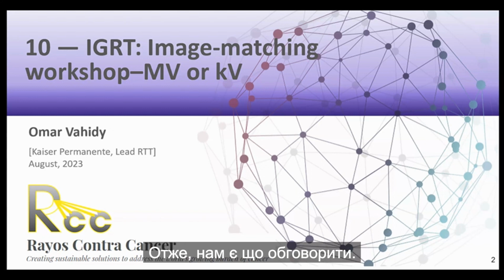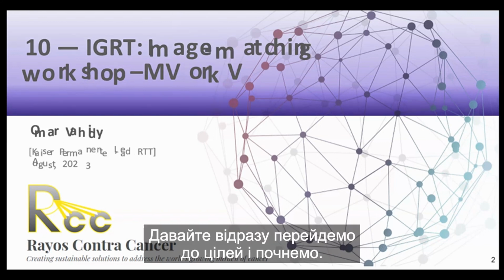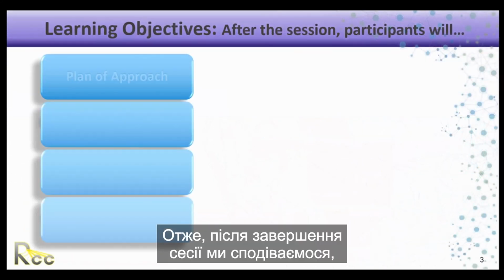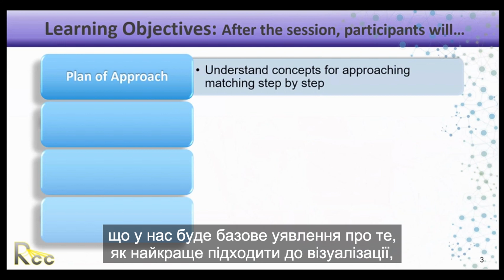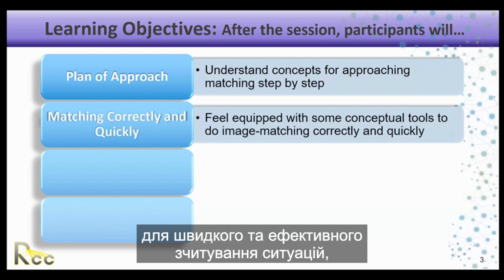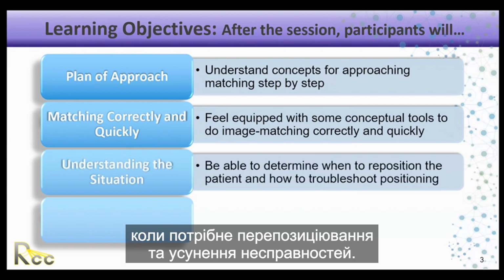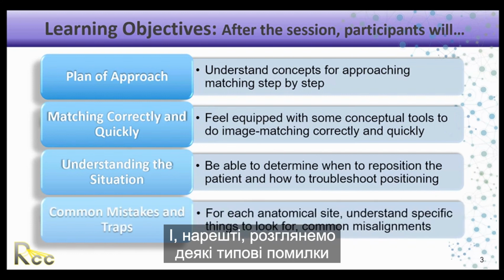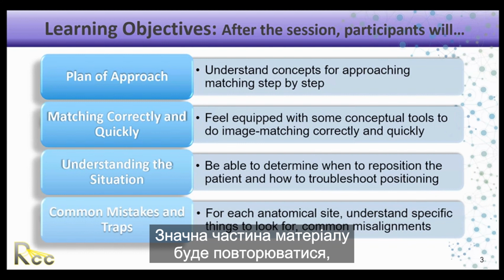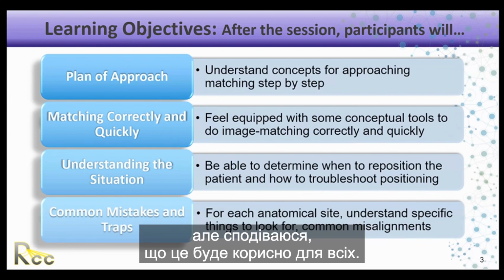So there's a lot to discuss. Let's jump straight to the objectives and get started. Once the session is complete, the hope is that we will have some basic idea of how to best approach imaging, feel equipped with some conceptual tools to perform matches quickly and efficiently, recognize situations where repositioning and troubleshooting are needed, and finally, look at some common mistakes and go from there. So much of the material will be repeated, but it's by design. I apologize if things seem a little repetitive or redundant, but I hope it'll be helpful for everyone.